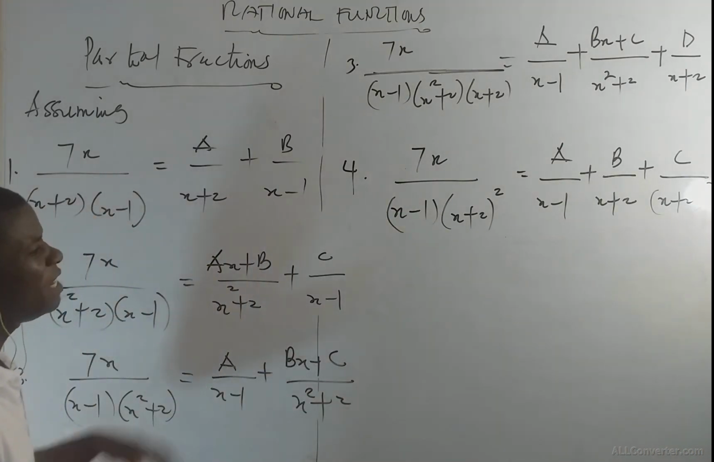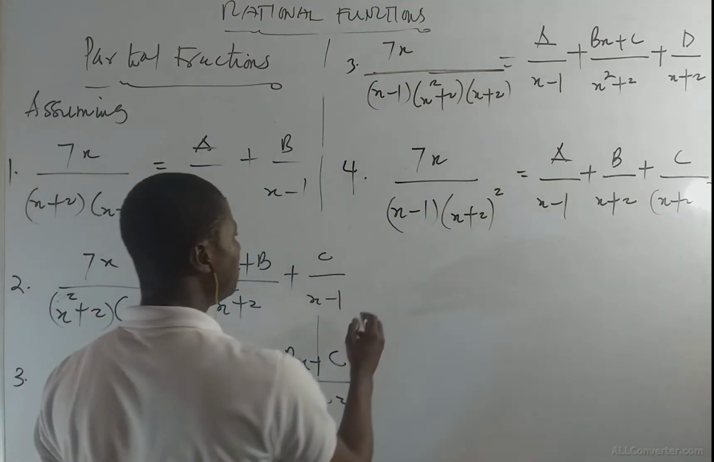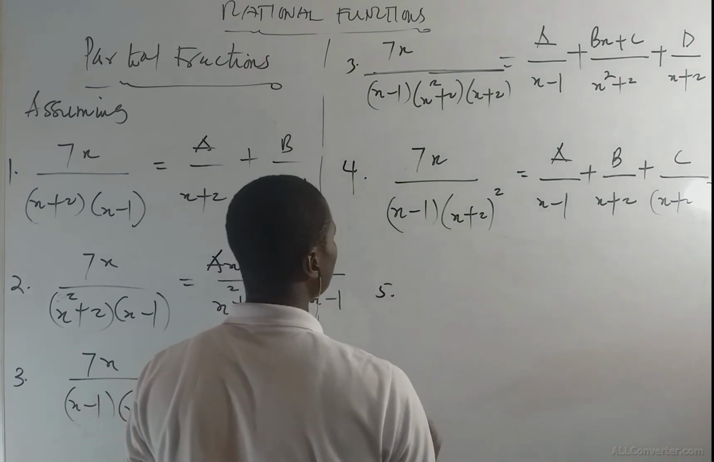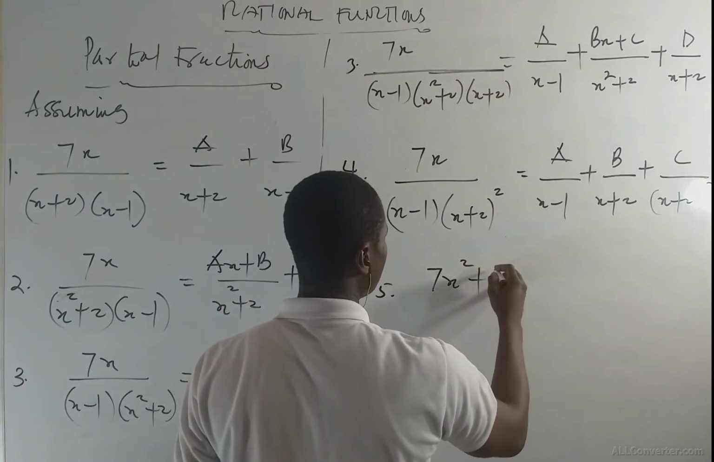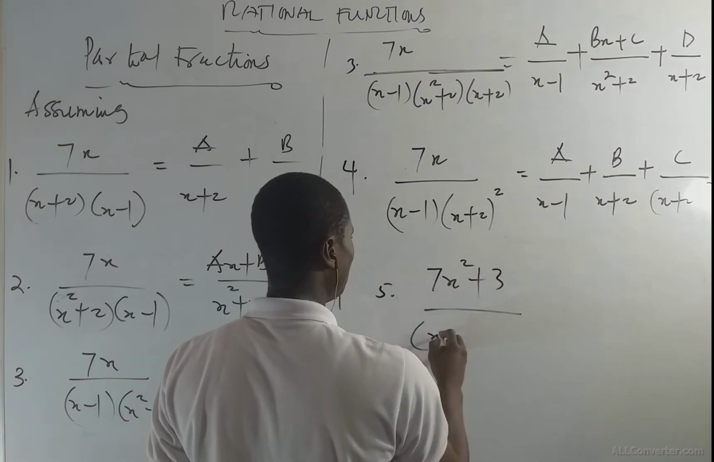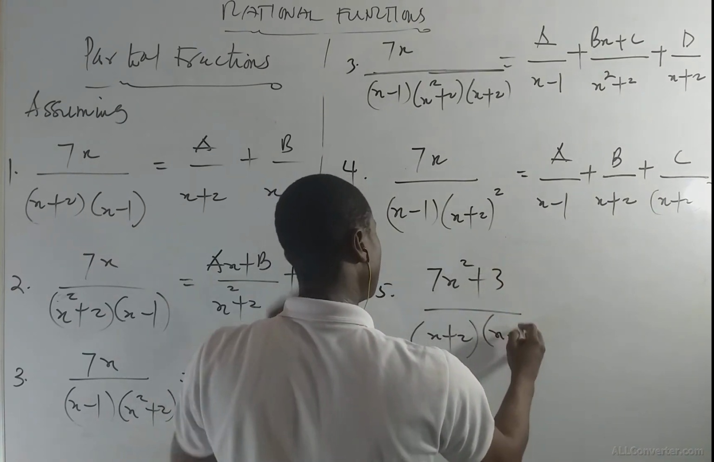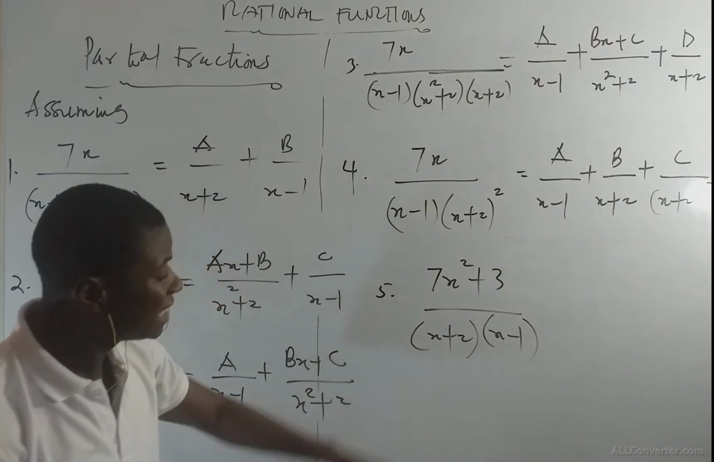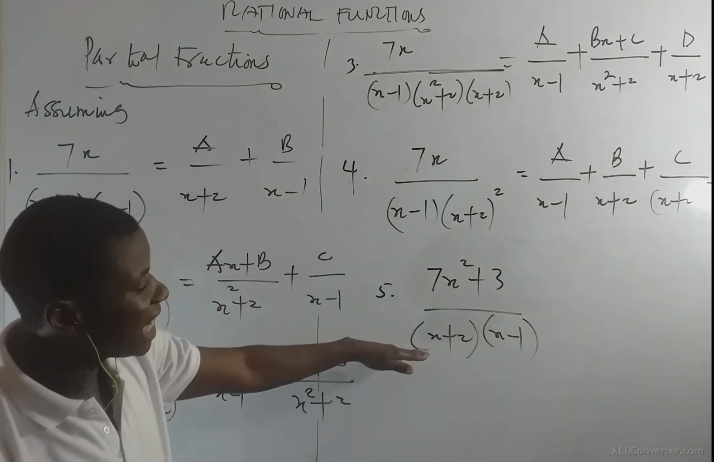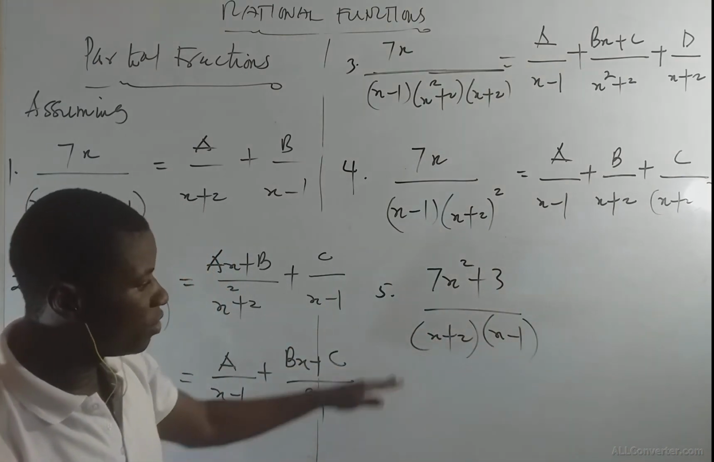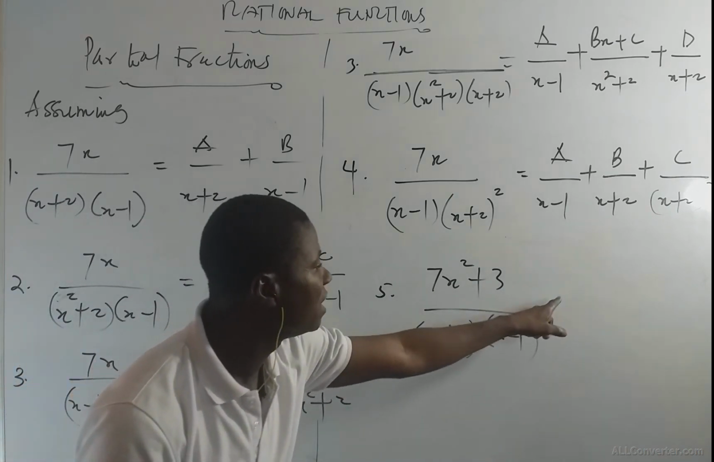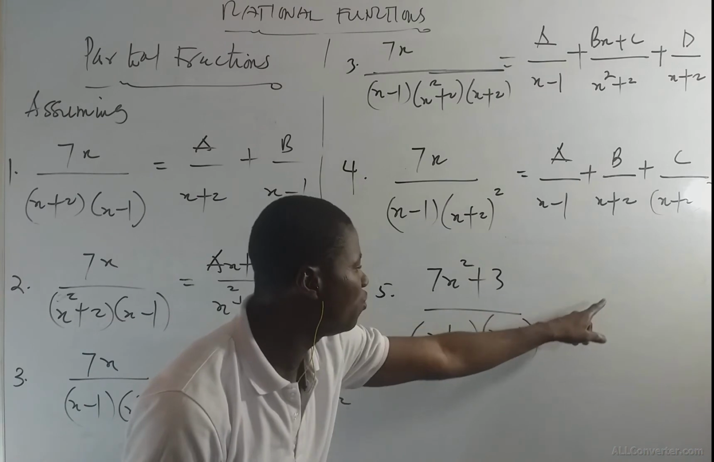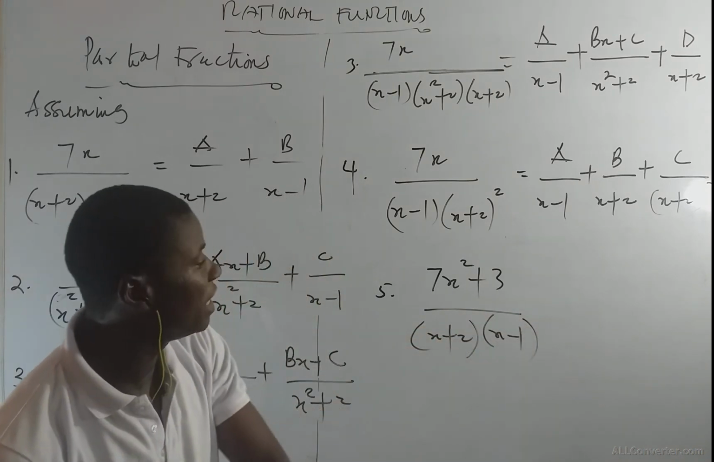But now with the improper fraction, let's assume that we have 7x squared plus 3 over x plus 2, x minus 1. Now when you check the denominator, you realize that they are linear factors. So you may be tempted to write a over x plus 2 plus b over x minus 1 and find for a and b, but no.